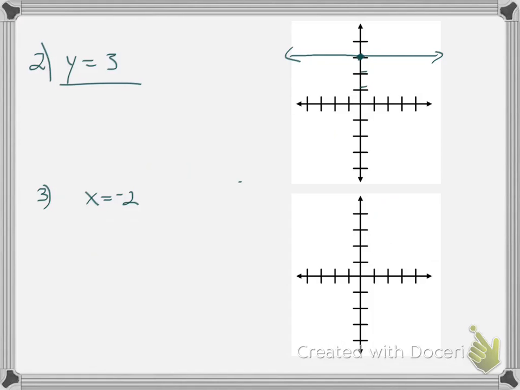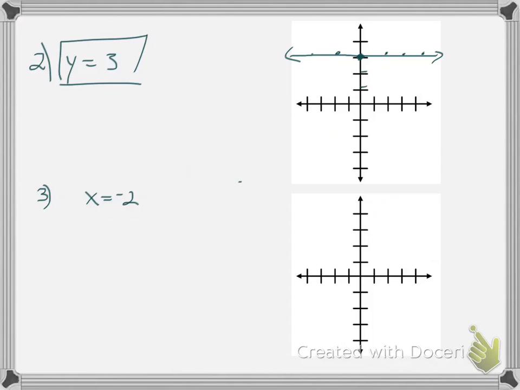All across this line, you can pick points. Pretend those are on the line. All across the line, if you pick the points, the y value will always be 3. The x value changes, but the y value will always be 3.